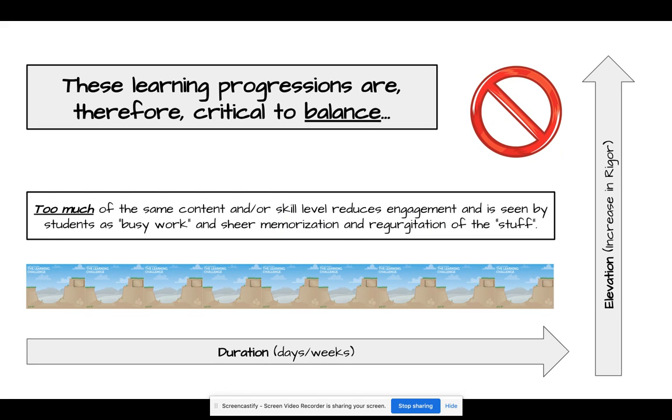Here's what we see sometimes, though. If they're not balanced and you have too much of the same content or too much of the same skill level, let's say we're just at the knowledge and application of DOK, it's going to feel pretty redundant to kids. They're going to feel like it's busy work, that it's sheer memorization and regurgitation of stuff. As you can see here, we just go on for days and weeks. We've got the same stuff and we're never increasing our rigor and it's never leading to anything. It just feels like stuff.